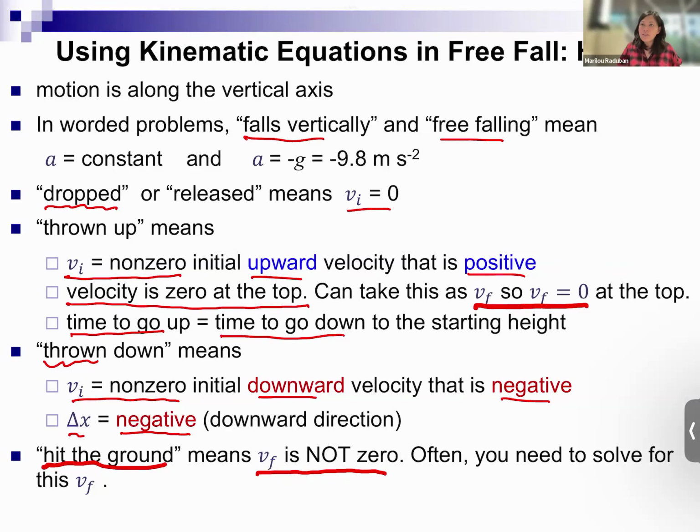For this course, we will often use 9.8, unless we want to give three significant figures, in which case we'll use 9.81. But if we don't give the explicit value for g, you can assume 9.8 to have two significant figures.